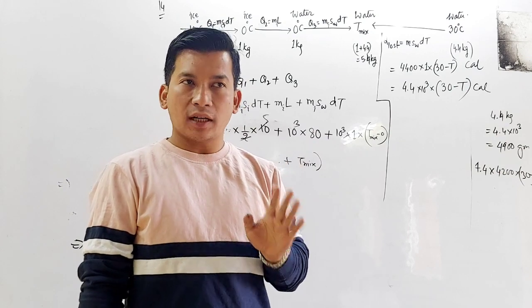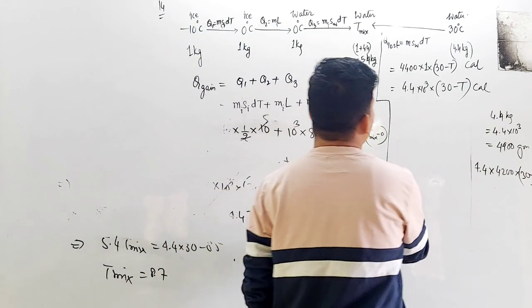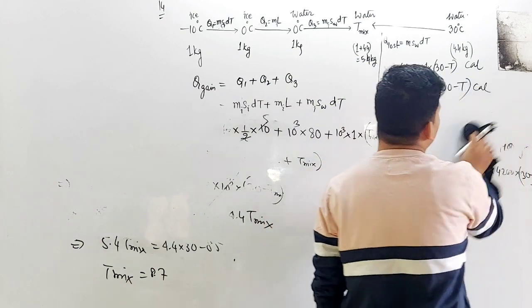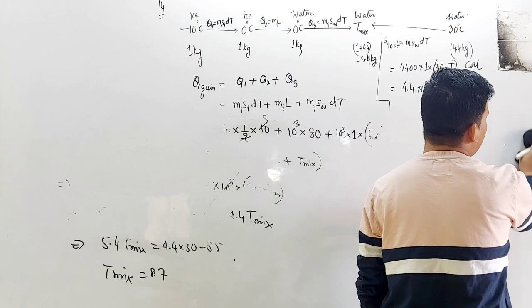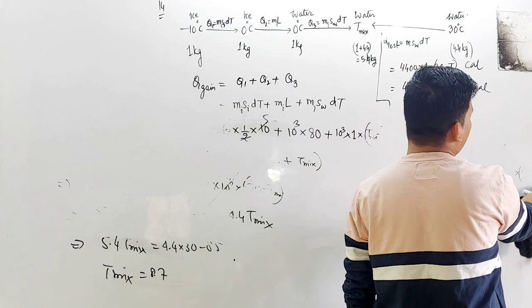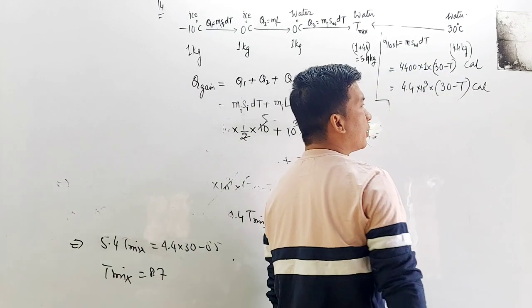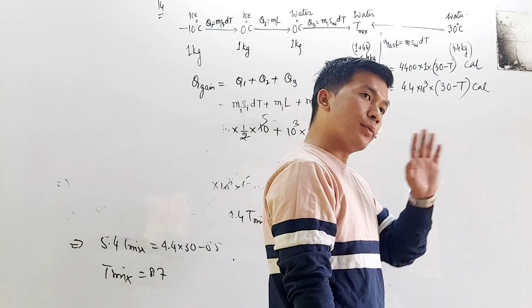Now, when it is water, the standard, it is very simple. We do know the standard value of specific heat. In terms of calorie, it is 1 calorie per gram per degree Celsius for water.